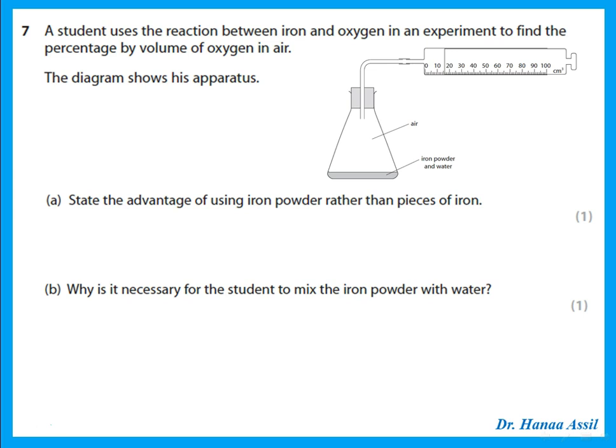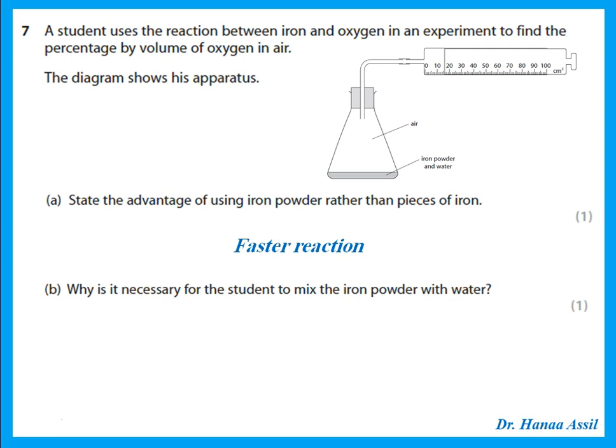A student uses the reaction between iron and oxygen in an experiment to find the percentage by volume of oxygen in air. And he has this apparatus. State the advantage of using iron powder rather than pieces of iron. Remember, if I'm doing a reaction, instead of using pieces, I should use powdered. Why? Because powdered will make a faster reaction. Remember that the powdered has larger surface area, so the advantage is it will have a faster reaction.